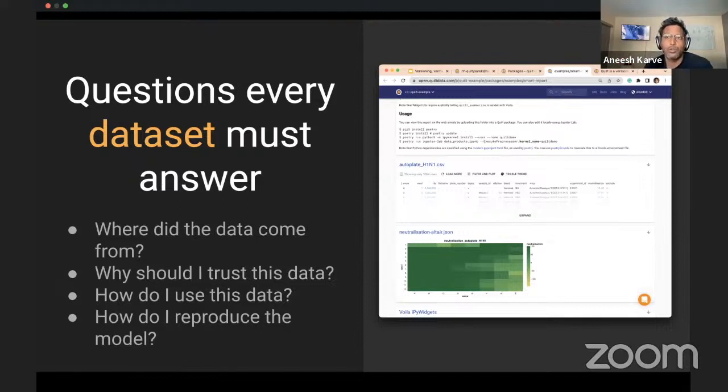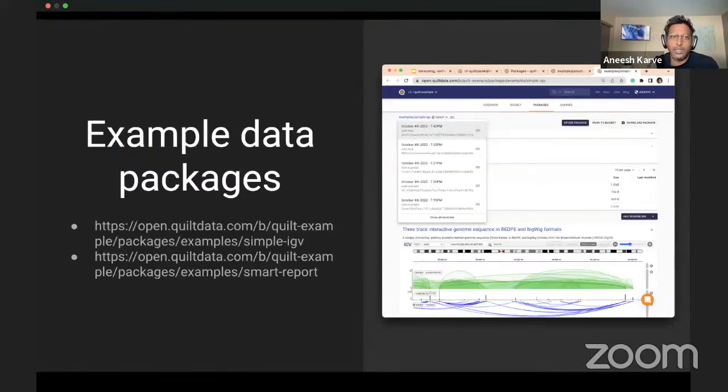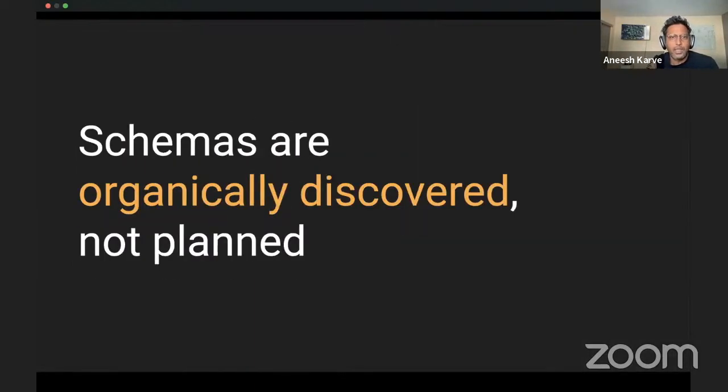And the answer to how to reproduce the model is that there should be a recipe for every model, which is a pure function of at least three variables: code, environment, and data. Example data packages, I'll leave here, are the links. I've just shown you what they look like.